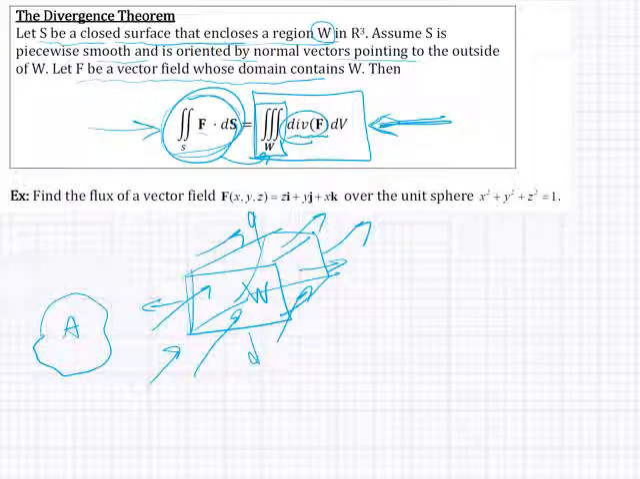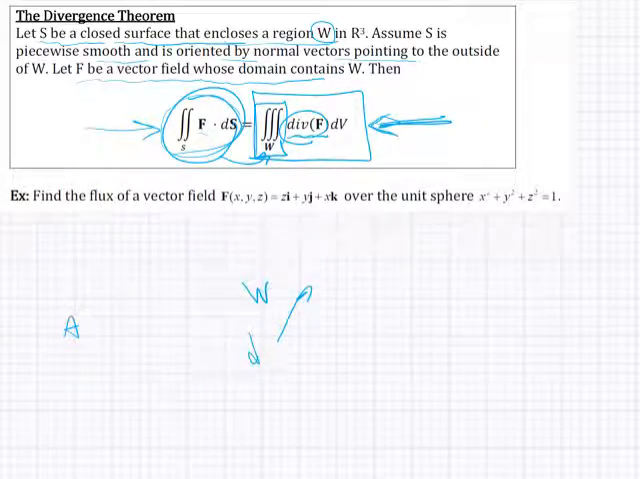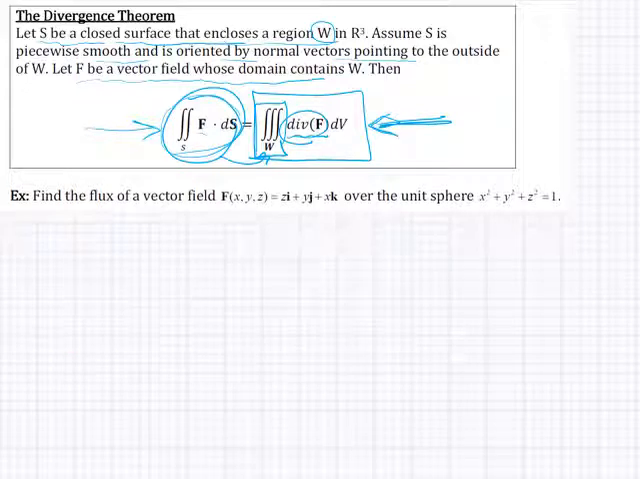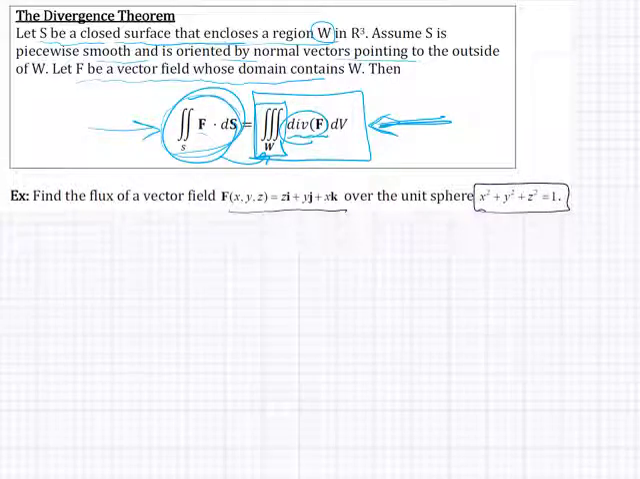Okay, so let's look at this example. We want to find the flux of a vector field, say F, which is calculated by zi plus yj plus xk, over this sphere that is a unit sphere, so has a radius 1. So this is the surface that we want to integrate this vector field over. Well, clearly this is a closed surface, so we're good there.